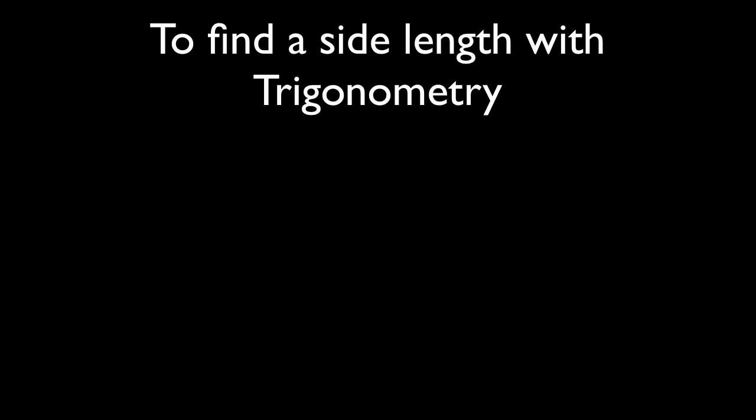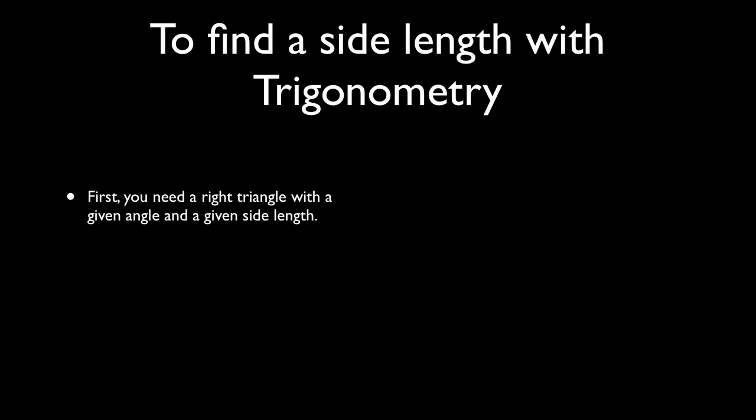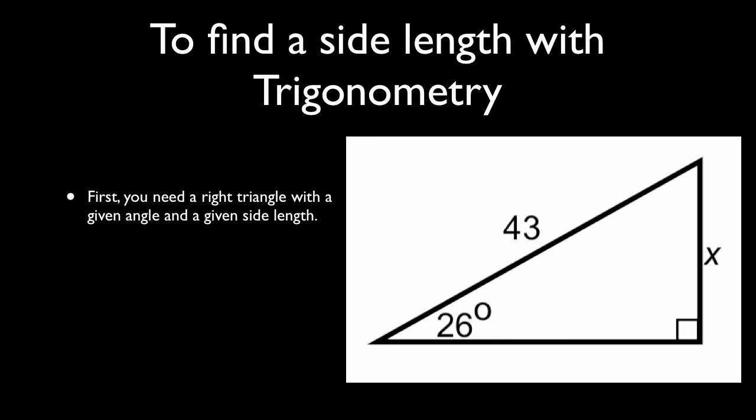So, to find a missing side length with trigonometry, first you need a right triangle with a given angle and a given side length. Next, you set up a trig ratio equation. In this case, we would use the sine function, and then solve for the unknown x. I'll walk you through an example.